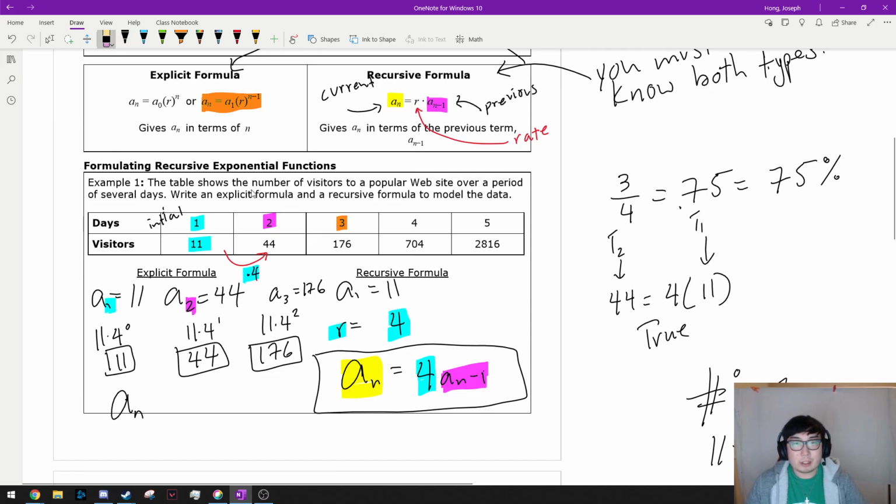I'm going to erase this orange part so I can highlight stuff. A_n is equal to A1, which we know what A1 is. A1 is 11. So we're going to write 11 times, we know what the rate is. The rate is 4. And we're going to put n minus 1. We don't know what n is equal to. We never do. We're just writing a formula so that if you do figure out what n is, or if you say, okay, I want to know the 15th term, you can put n as 15. So this is actually your answer.